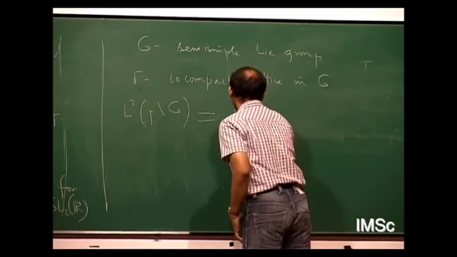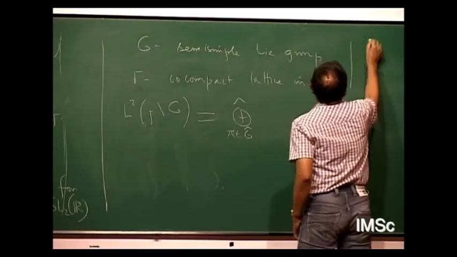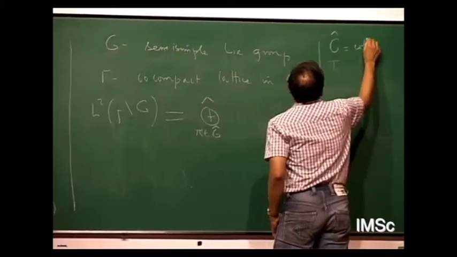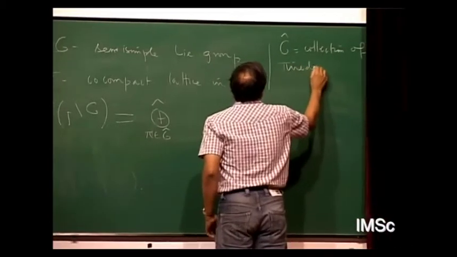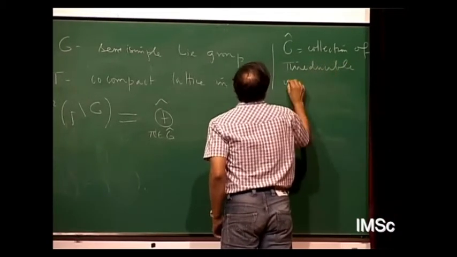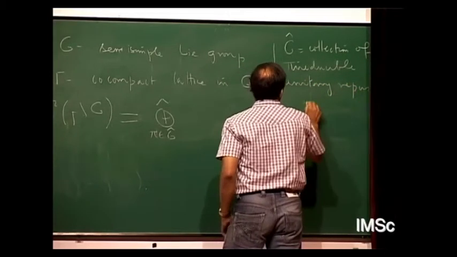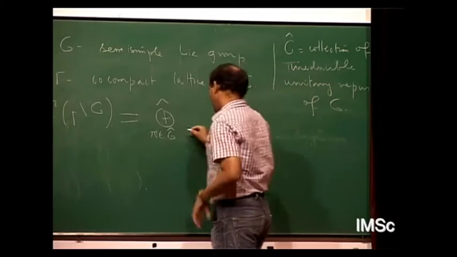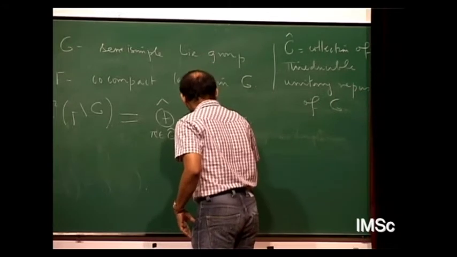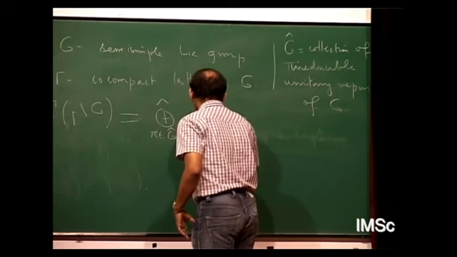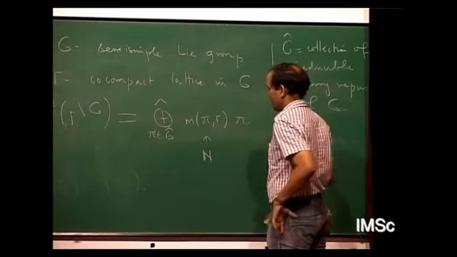This breaks up as a direct sum of some representations pi in G hat, where G hat is the collection of irreducible unitary representations of G. We look at m_pi(gamma) times pi. These m_pi(gamma) are some natural numbers, well, this of course means including zero, and pi is the representation which one is looking at.